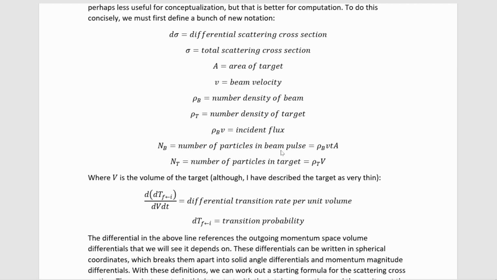Nb will denote the number of particles in the beam and is unsurprisingly given by rho b times the velocity times time times the area. The area times the velocity times the time is the volume of the beam, and then we're multiplying it by the density. Then the number of particles in the target, denoted Nt, is just the density of the target times its volume. Although I describe the target area as very thin, we're still discussing its volume.